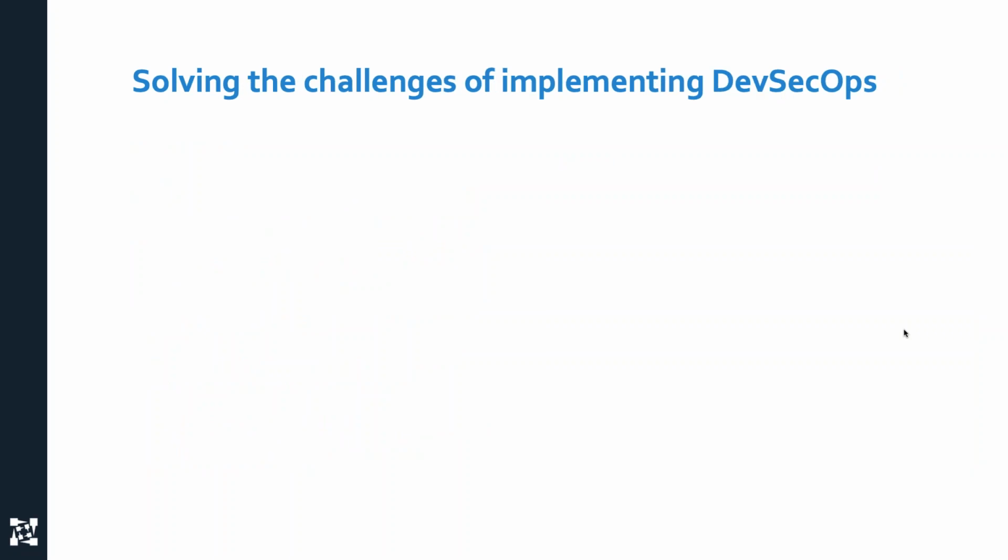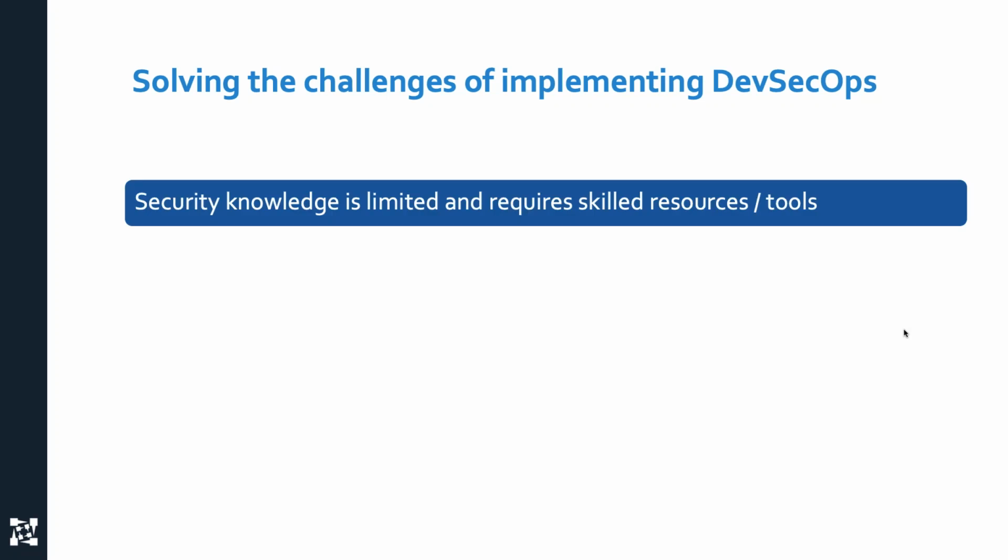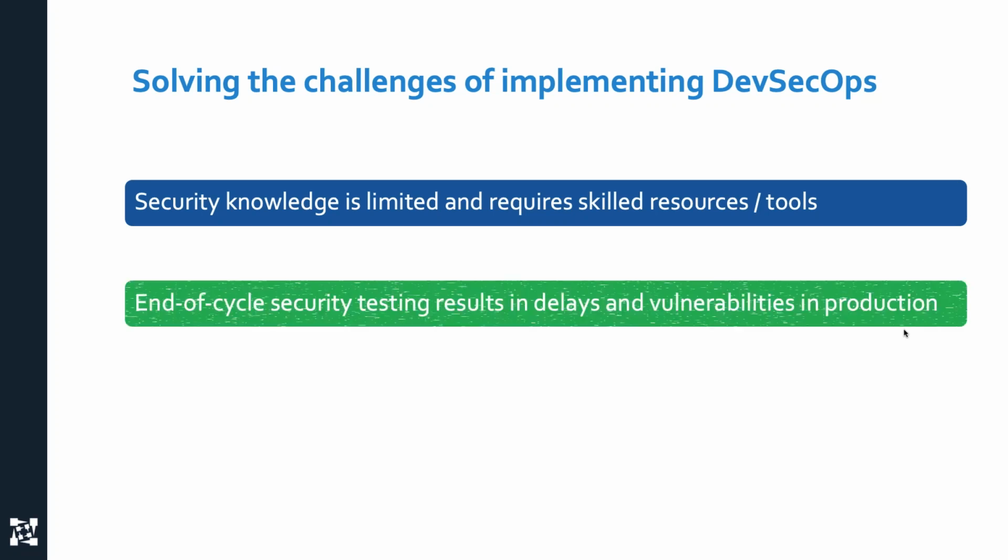So let's break these down into three key challenges, and then let's quickly go through how we can solve them. The first is the one of limited resources, limited skills within the organization. Second, end-of-cycle security testing, resulting in delays and vulnerabilities in production. If I'm finding it at the end, but I injected it at the beginning, it's a highly disruptive process change for the team.